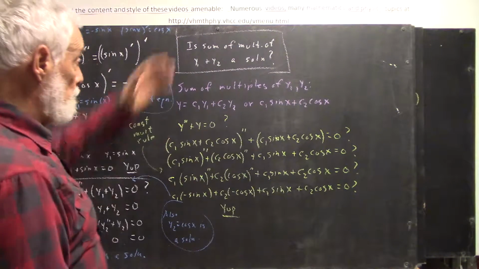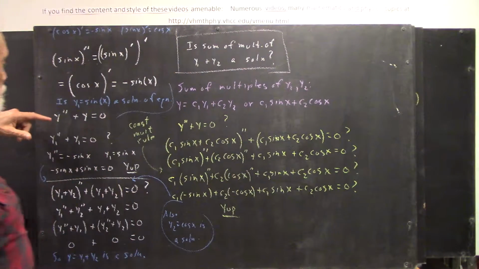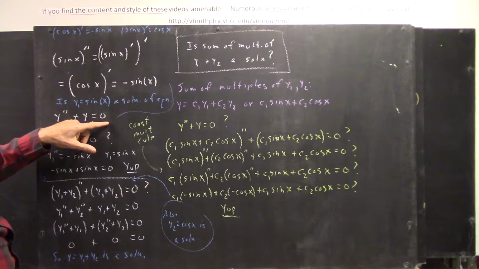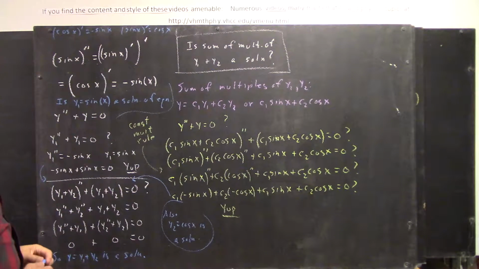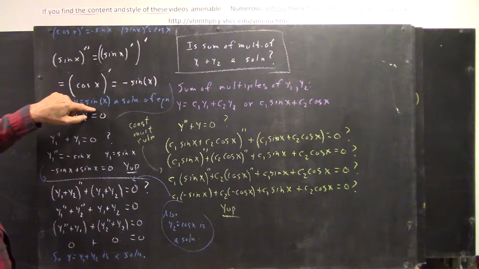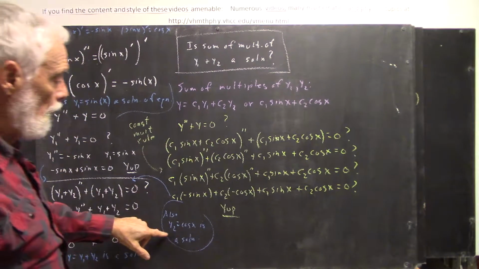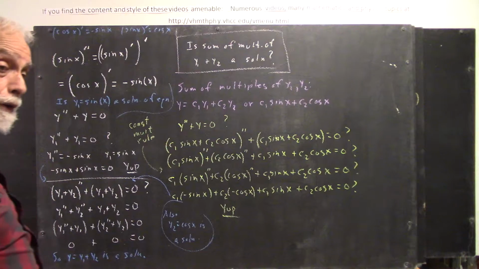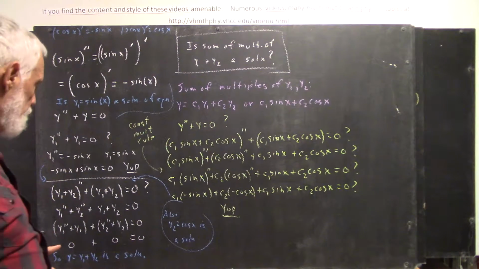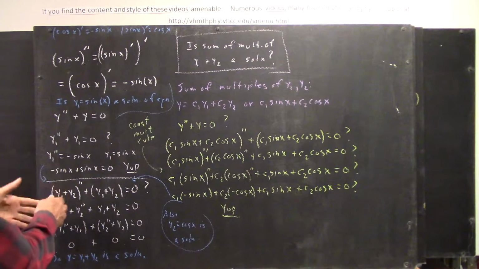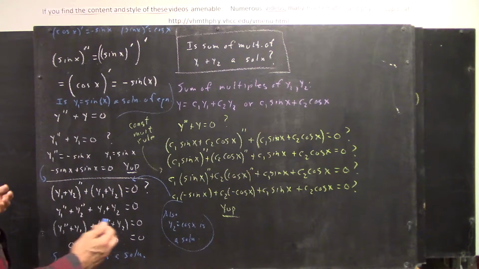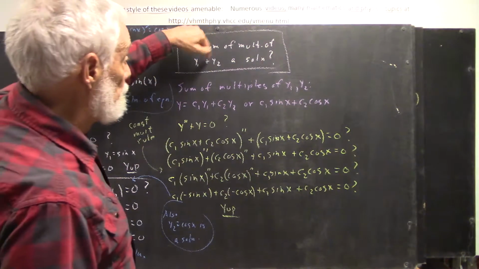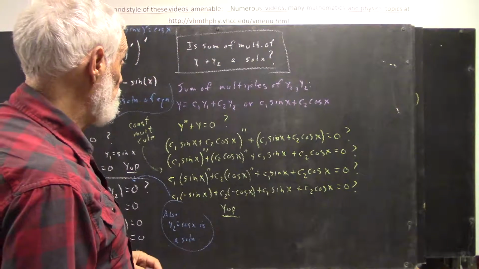Okay, so we come to the question for the differential equation y double prime plus y equals 0, which we looked at in the preceding video. We showed that y1 equals sine of x is a solution, y2 equals cosine x is a solution, and that y1 plus y2 is a solution. That's the sum of the two functions. We're now asking: is the sum of multiples of those two functions also a solution?